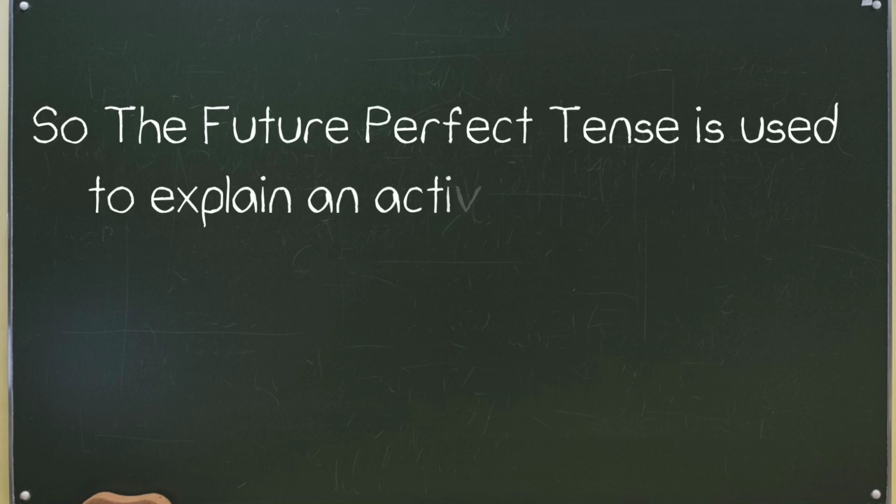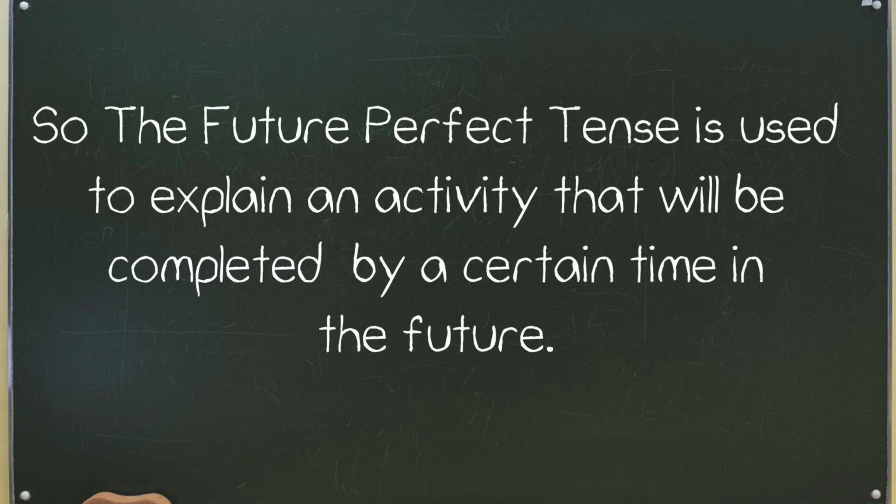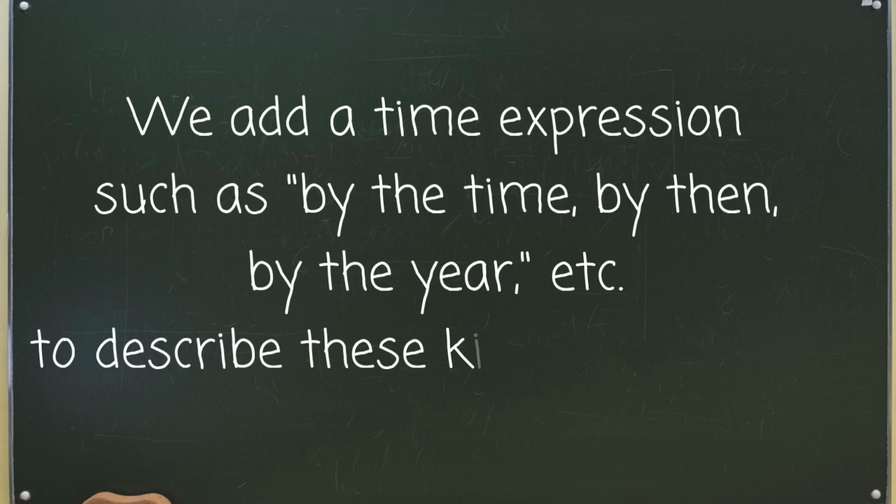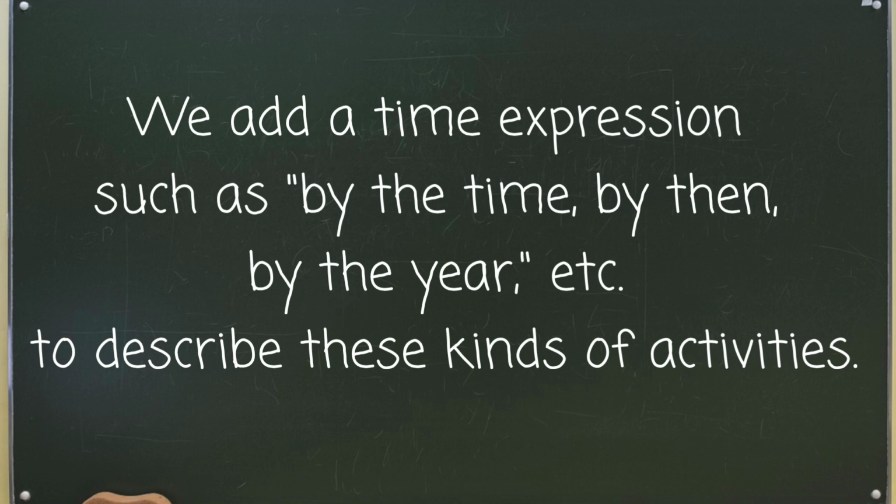So the future perfect tense is used to explain an activity that will be completed by a certain time in the future. We add a time expression such as by the time, by then, by the year, etc. to describe these kinds of activities.